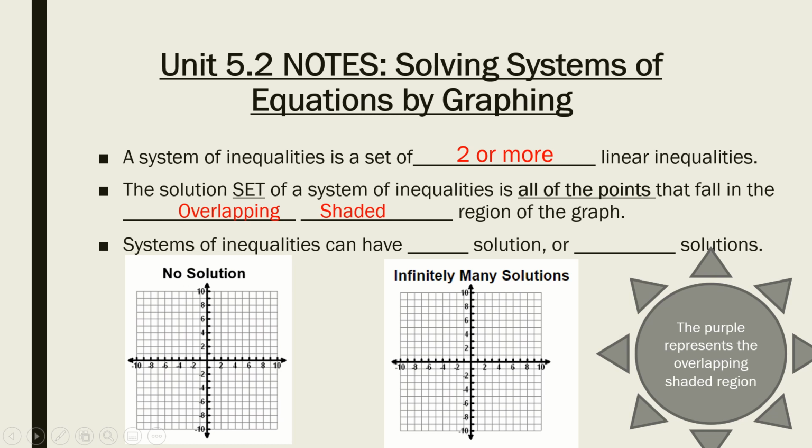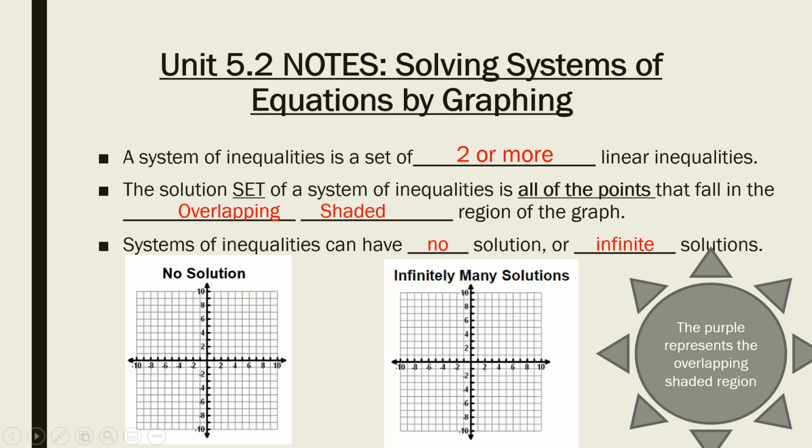Now we say set because it's all the points, and if it's a shaded region, there's going to be a whole bunch of points in that region. And again, here's the important part. In red, the overlapping shaded region, that's going to be the area that makes both of these inequalities true at the same time. Okay, third bullet point. Systems of inequalities can have what type of solutions? Well, you could have either no solution or your only other option is infinite solutions.